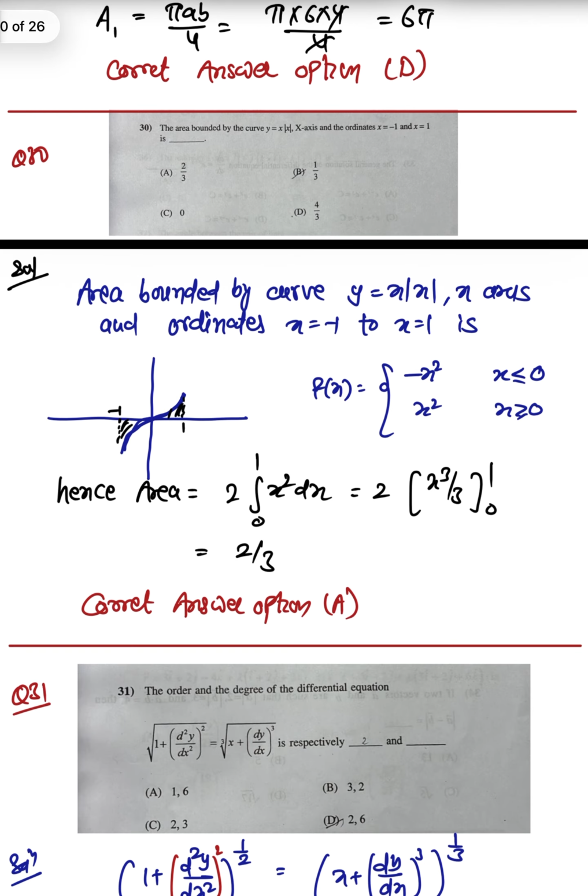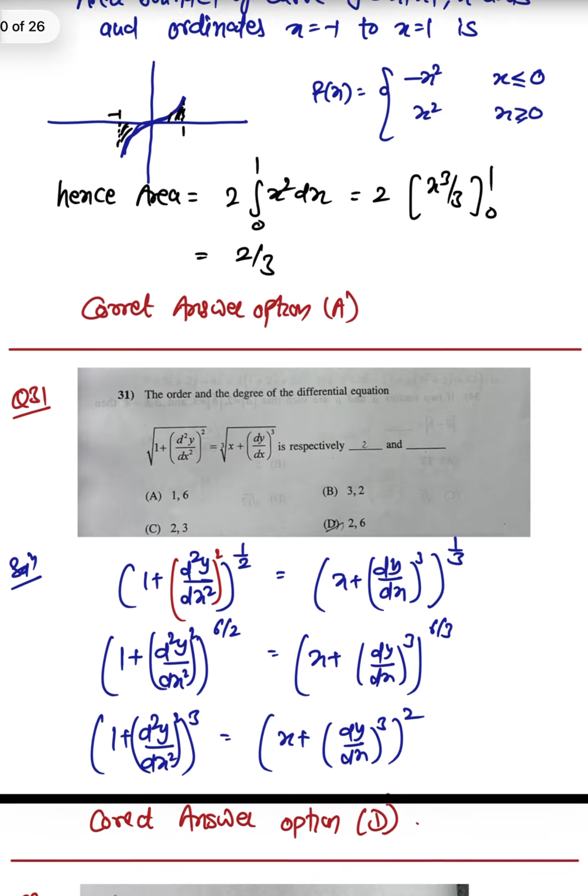30. The area bounded by the x into mod x and the x-axis and the ordinates x equals to minus 1 to 1. So I have drawn the graph here. You can see from minus 1 to 1. So you can see the area is what? It is twice the area from 0 to 1. We can do this. So I have just found the area from 0 to 1, that is 1 by 3, and I make it double. You will get option A as the correct answer.